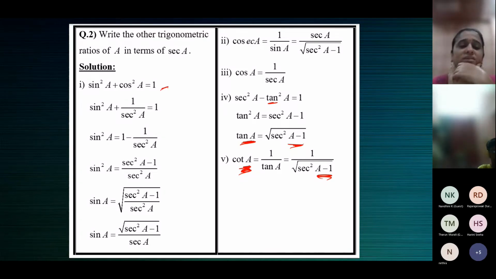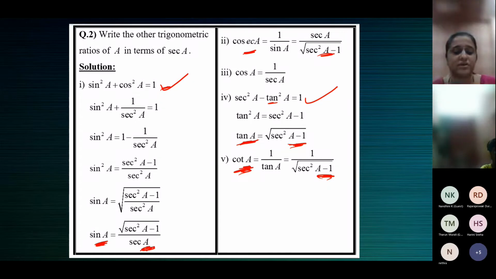And then here using this identity, sin square A plus cos square A is 1, and cos square A is 1 by secant square A, so you can write sin A in terms of secant A. Once you write sin A in terms of secant A, immediately write its reciprocal, cosecant A, in terms of secant A. So using this identity, we wrote tan in terms of secant and immediately wrote cot in terms of secant. Using this identity, we wrote sine in terms of secant and the reciprocal of sine, cosecant, in terms of secant. We finished 4 like that.